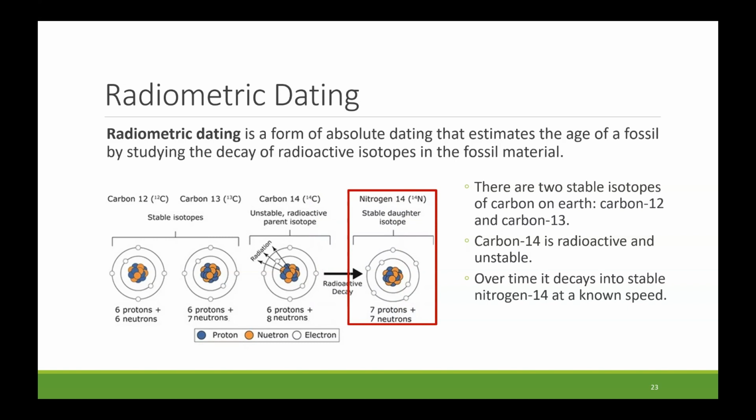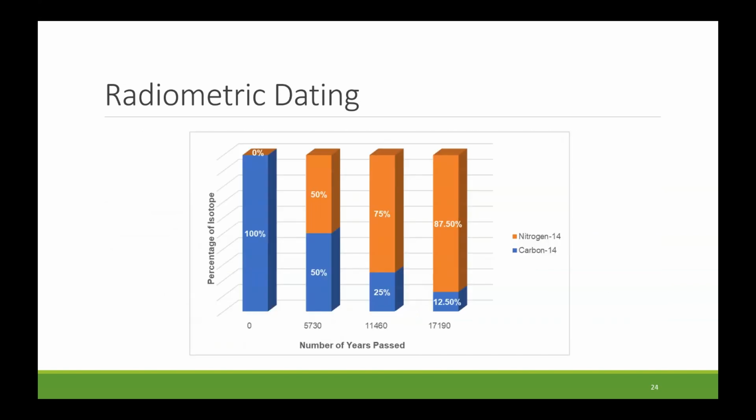If you have a sample of radioactive carbon-14, it takes 5,730 years for exactly half of that carbon to turn into nitrogen. So by measuring how much carbon-14 is left versus how much nitrogen-14 has been produced, you can get an idea of how old the fossil is. So this graph gives you a sense of how this works.